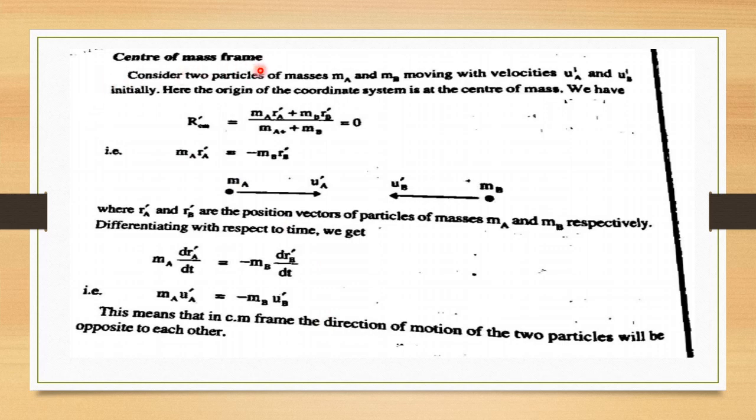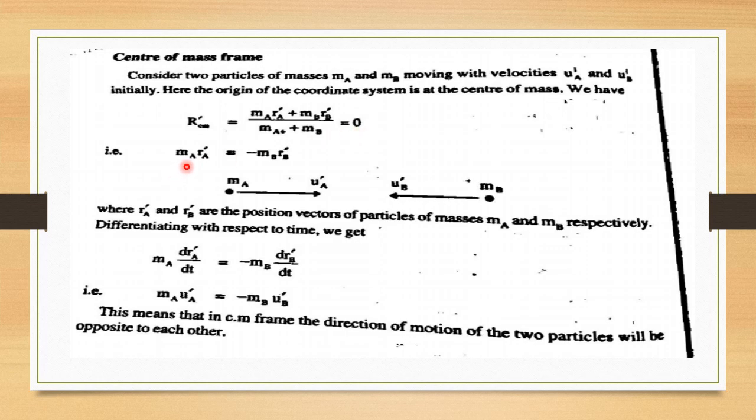Next is the center of mass frame. So we are considering two particles moving with velocities UA dash and UB dash. So the center of mass position vector R dash CM is equal to (MA RA dash plus MB RB dash) by (MA plus MB). That is equal to 0. We are choosing the position of the frame of reference at the center of mass.